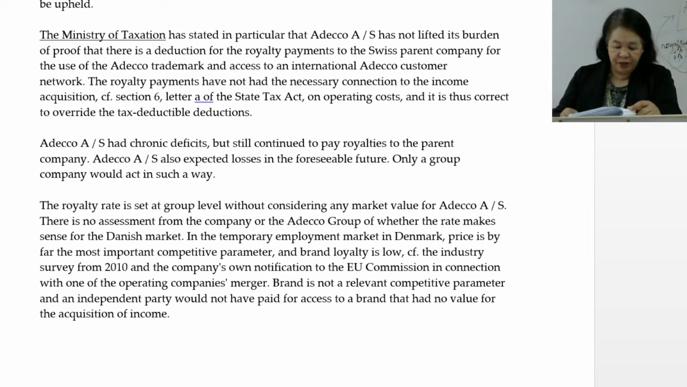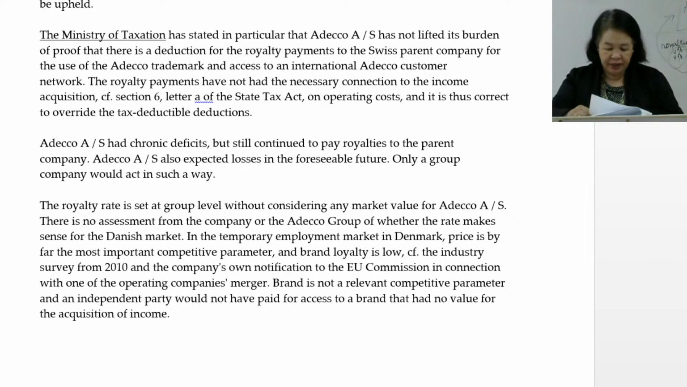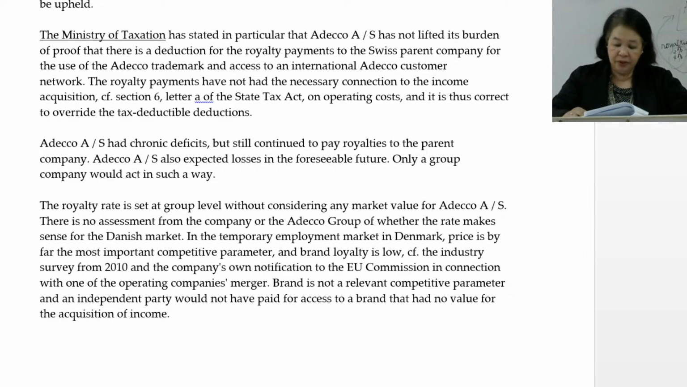The Minister of Taxation has stated in particular that Adecco AS has not lifted its burden of proof that there is a deduction for the royalty payments to the Swiss parent company for the use of the Adecco trademark and access to an international Adecco customer network. The royalty payments have not had the necessary connection to the income acquisition. Section 6, letter a of the State Tax Act on operating cost, and it is thus correct to override the tax deductible deductions. No? Okay.